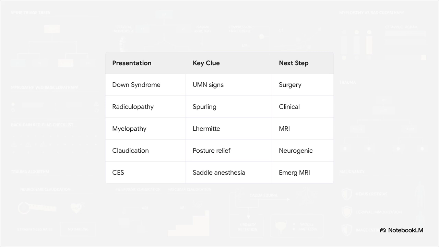I want you to lock this rapid summary into your visual memory. It'll help you instantly recognize these diagnostic contrasts and absolutely dominate your Step 2 spine questions. The difference between passing and excelling isn't just knowing the random facts. It's knowing precisely when to deploy the imaging, when to hold back, and how to spot the one specific red flag that changes the entire management pathway.